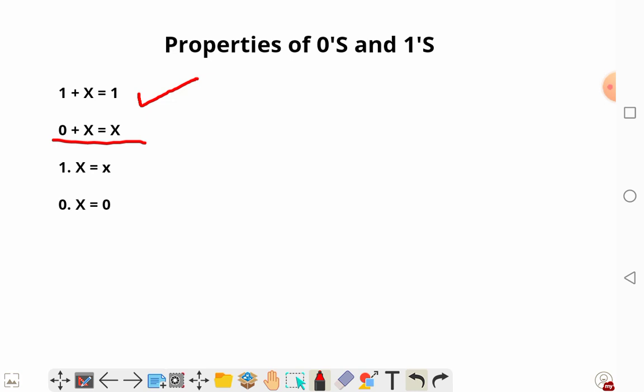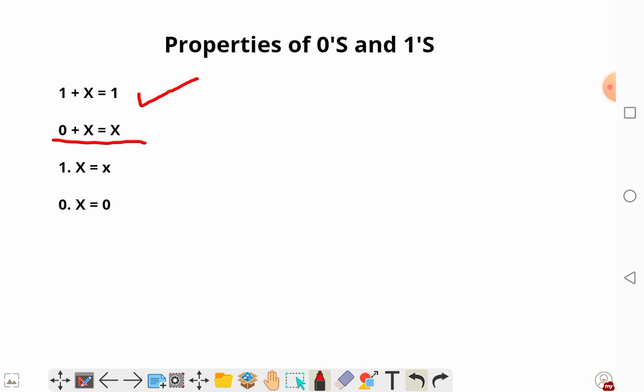Now we will understand: 1 plus x is equal to 1. 0 plus x is equal to x. 1 into x is equal to x. 0 into x is equal to 0. These are the properties of zeros and ones.